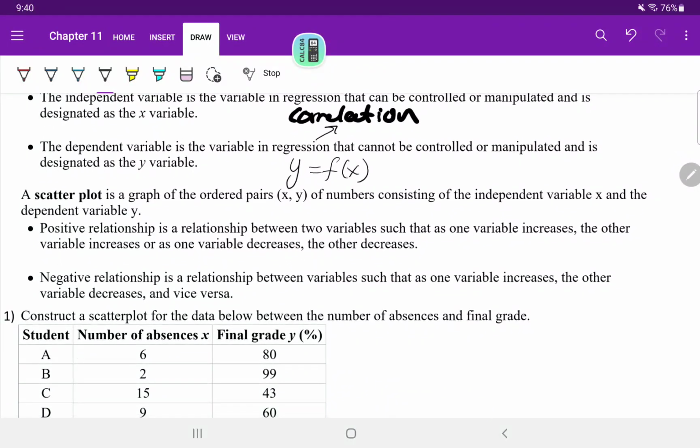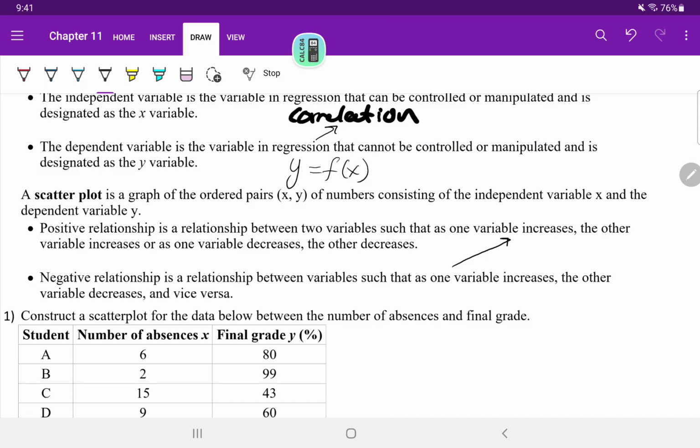Now, there are three different outcomes. I only state two outcomes here, but I'll explain the third one in the lecture video. A positive relationship is a relationship between two variables such that as one variable increases, the other variable increases, or as one variable decreases, the other variable will also decrease. If the relationship is positive between two variables, the data will look like this. The data is increasing as you move more to the right.